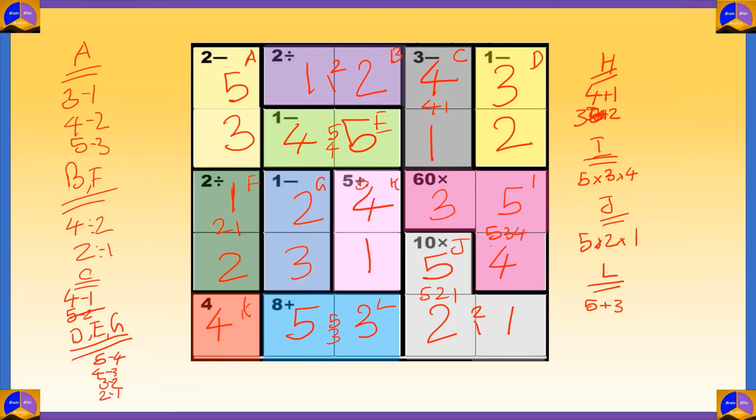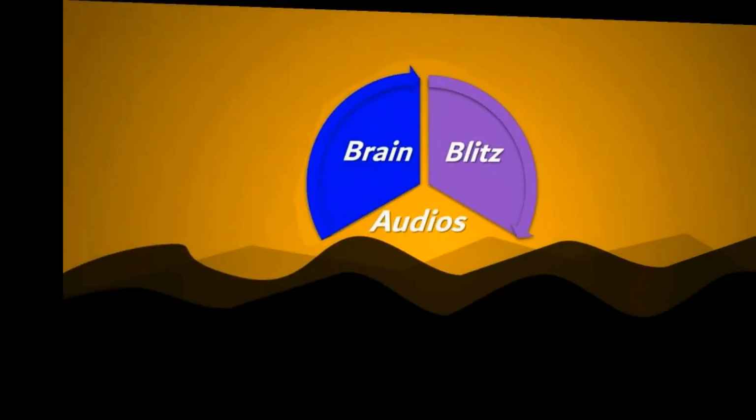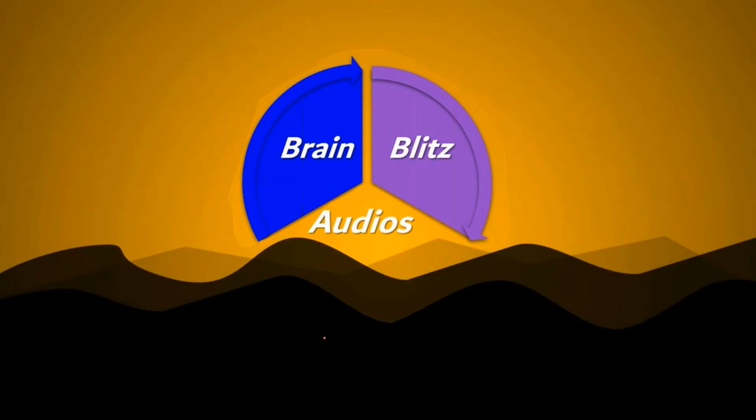3 times 5 times 4 is equal to 60. 5 times 2 times 1 is equal to 10. 5 plus 3 is equal to 8. Now we have solved this puzzle. This is all about Mathdoku.